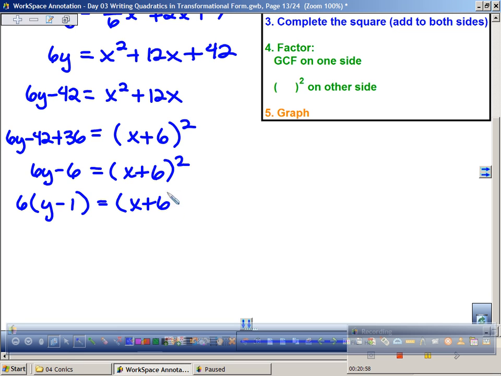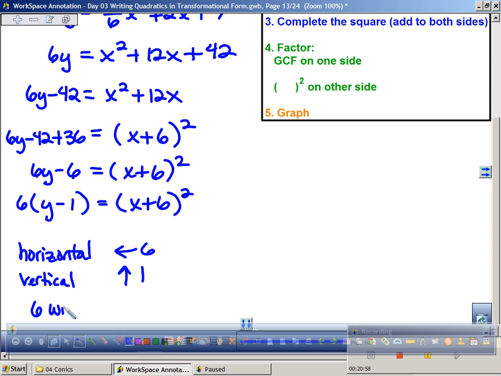So what's happening to my graph? Can we describe it without even graphing it? What's my horizontal shift? I'm going to the left 6. What's my vertical shift? I'm going up 1. And how wide is my graph? 6 wide at the focus. Do you see how we can describe it without even graphing it yet? Well, I'll have the notes for you on the next slide.